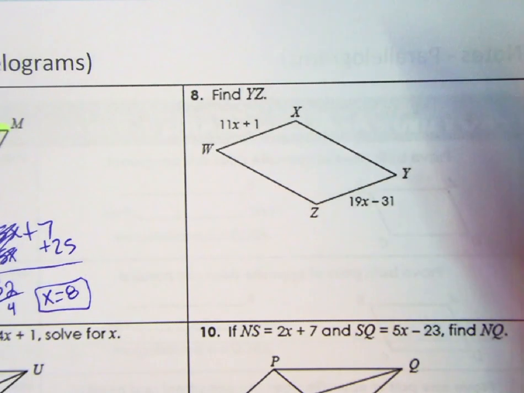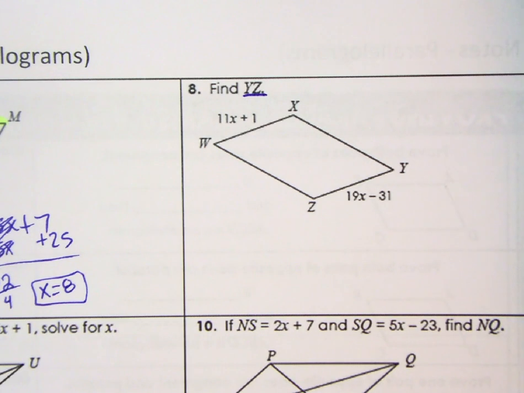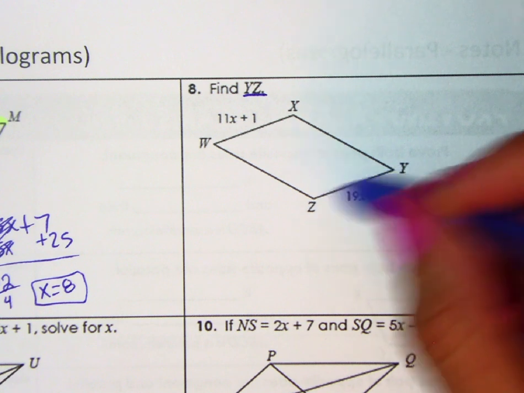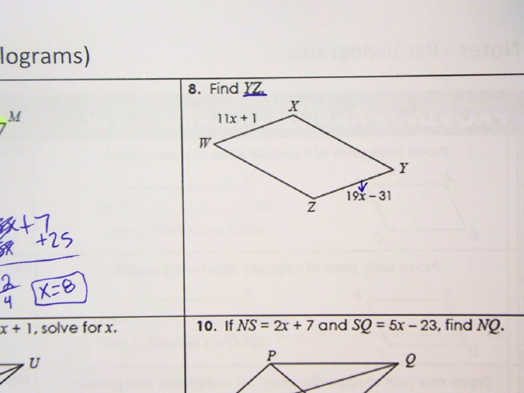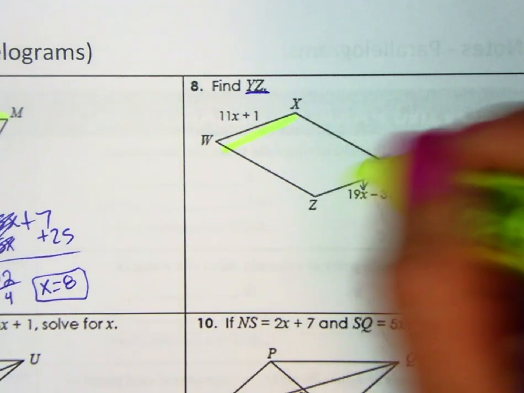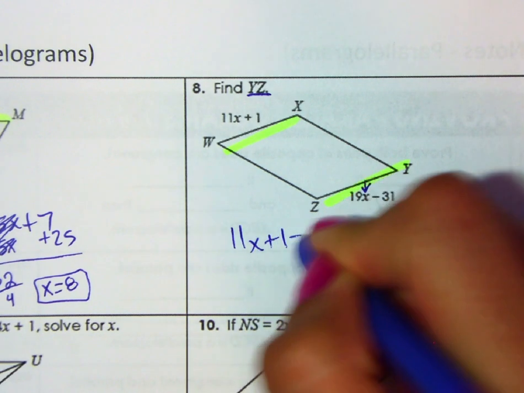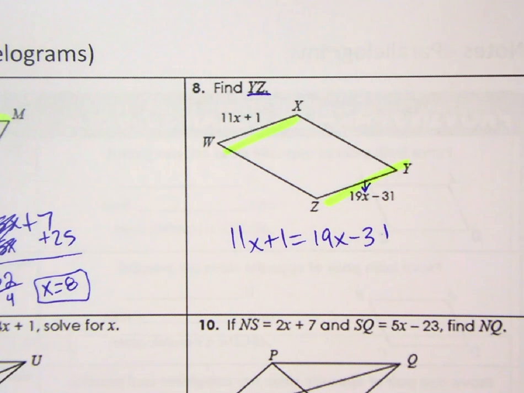Number 8 is asking you to find for the side length yz. So you don't stop just at solving for x. You actually substitute it for the value of x, and then you find the answer. But same format. Opposite sides are equal. So you write down the equation equaling each side to one another. Then you solve for x.